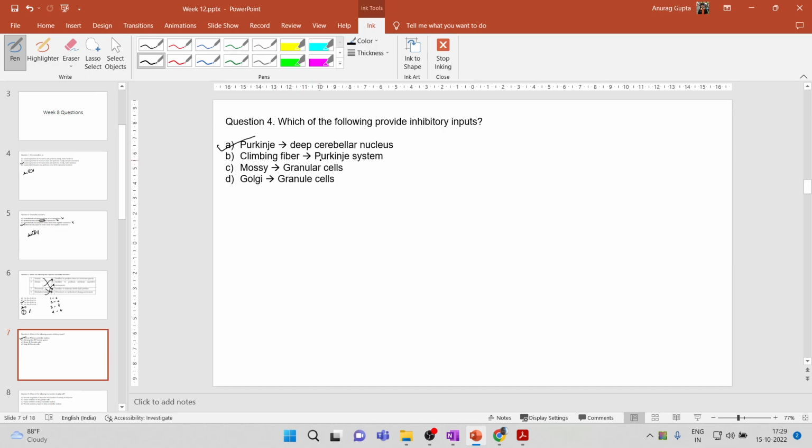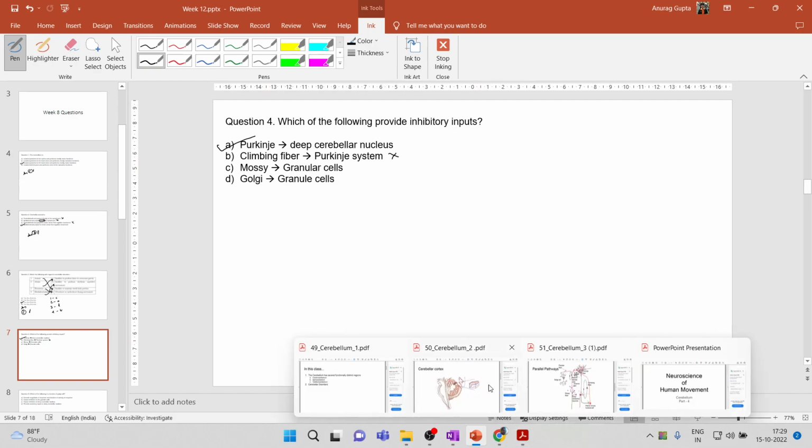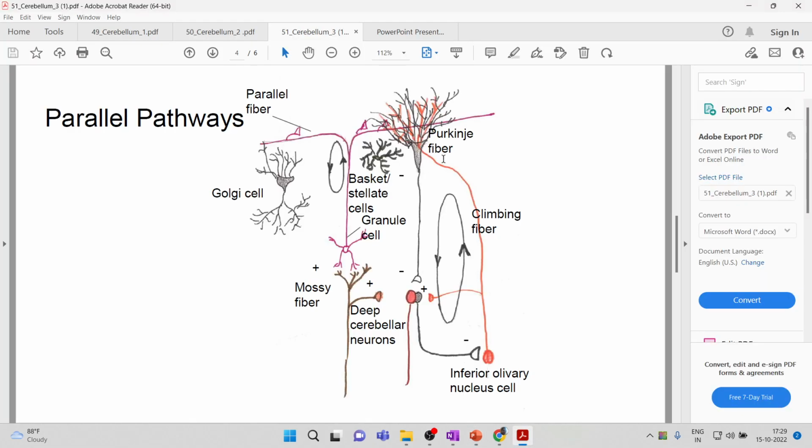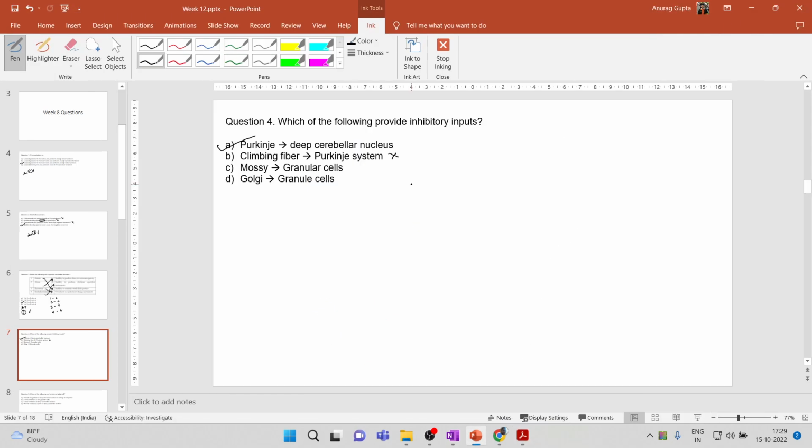Then the climbing fiber to the Purkinje system. This is false because the climbing fiber provides excitatory inputs, like we just saw here. It provides excitatory inputs here. So this is false. Then the mossy fibers actually provide excitatory inputs to the granule cells. However, the Golgi cells, which are the inhibitory interneurons, provide inhibition to the granule cells. So the answer is A and D.